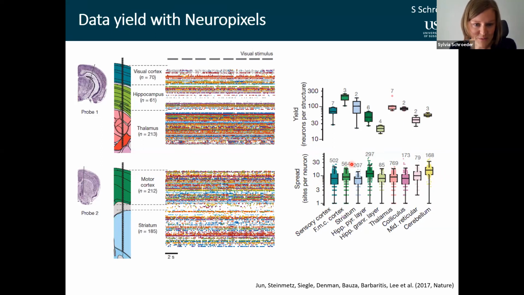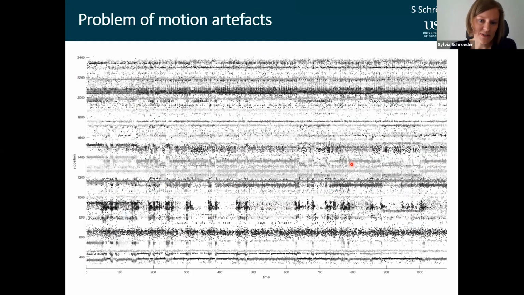And now I want to come to a typical problem of recordings in alive or awake animals, which is motion artifacts. You don't really hear about this a lot, maybe in papers, it's usually ignored, but it's definitely a problem that happens. And I think Neuropixels are really great in getting around this problem. So here is one recording from myself in the superior colliculus.